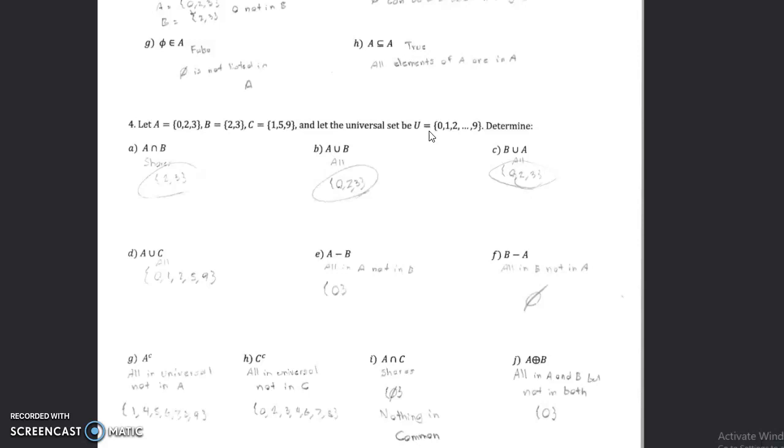For H, it's asking for the same thing, but for set C, it's a different set of numbers. We have 1, 5, 9 compared to the universal set. So you just list all the numbers in the universal set that's not 1, 5, 9. So 0, 2, 3, 4, 6, 7, and 8.